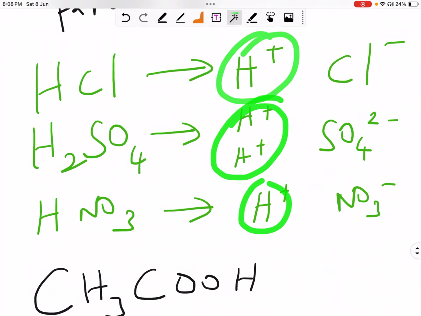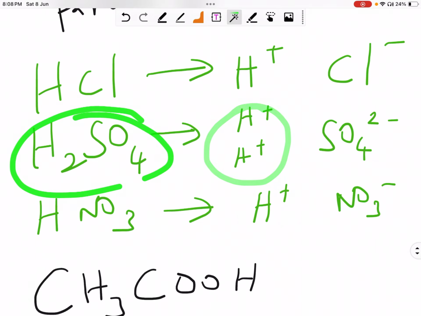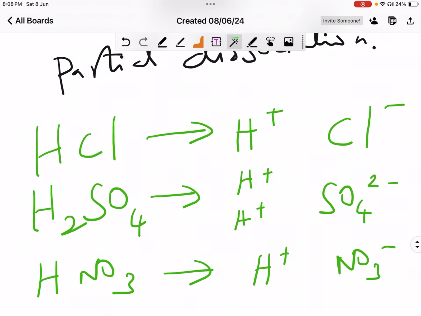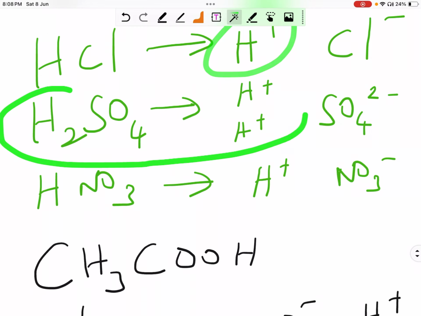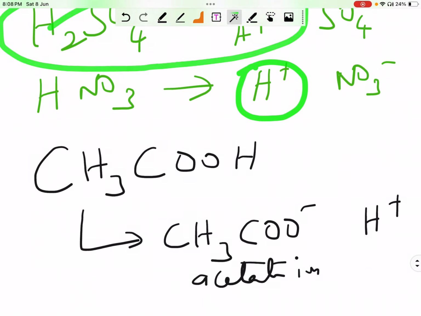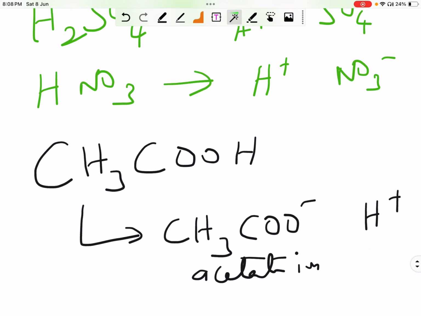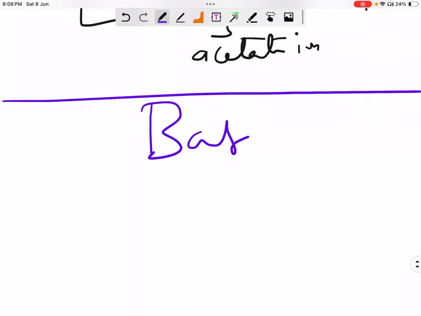There are two H plus possible in case of sulfuric acid, so it comes under a term called diprotic acid. The others are monoprotic acids, which means they can give only one H plus. This one can give two H plus, and the others can give only one H plus each. These are the things related to an acid. Now we'll go to the next part, bases.